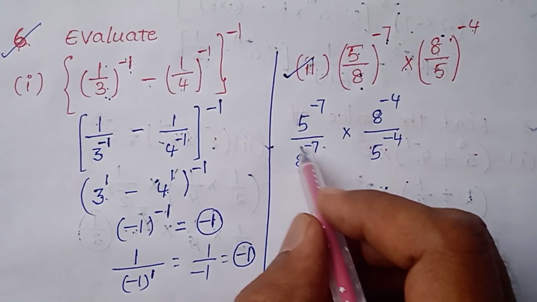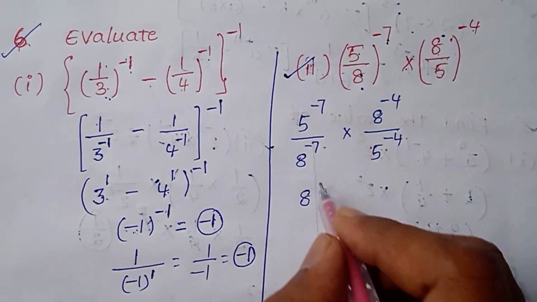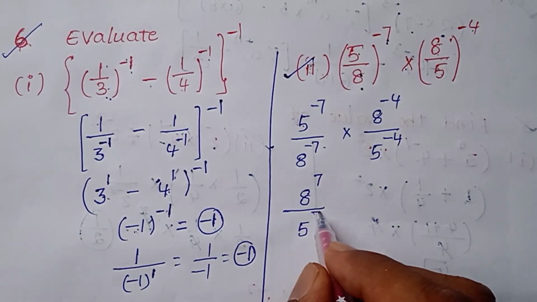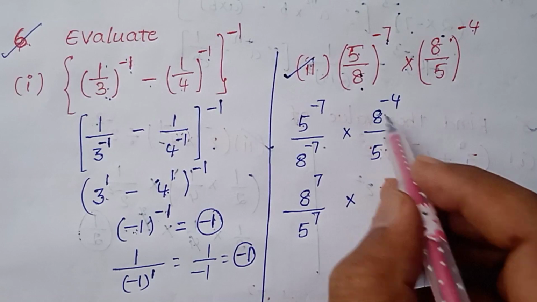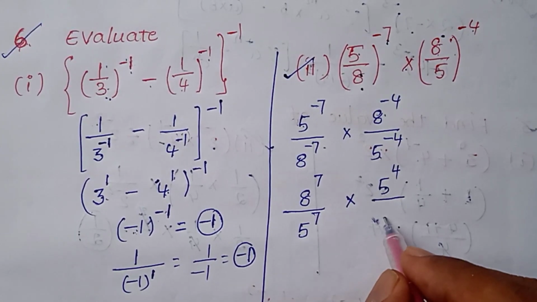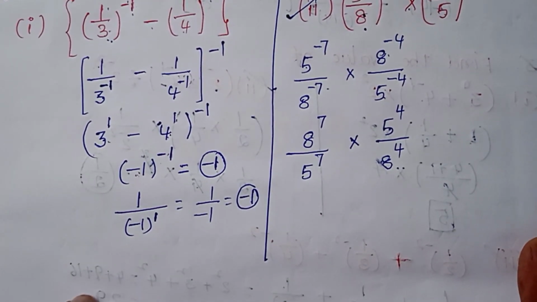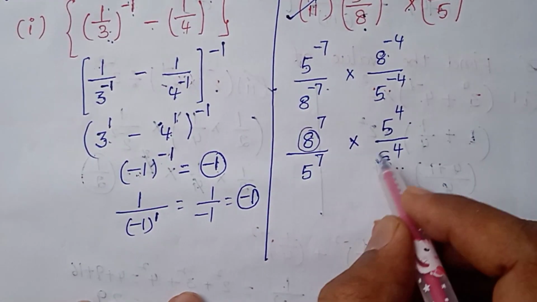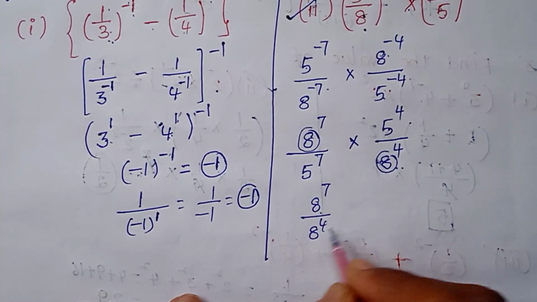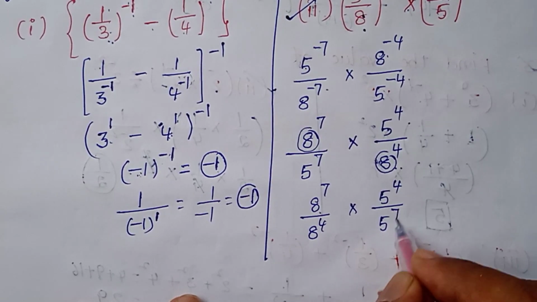So shifting between denominator and numerator, the negative exponents, this will be 8 to the power of 7 in the numerator and this will be 5 to the power of 7 in the denominator, into, in the same way, this can be written as 5 to the power of 4 divided by 8 to the power of 4. Now let's shift the exponents to one side, since there is a common base, see, this common base. So this can be written as 8 to the power of 7 divided by 8 to the power of 4, and this can be written as 5 power 4 divided by 5 to the power of 7.